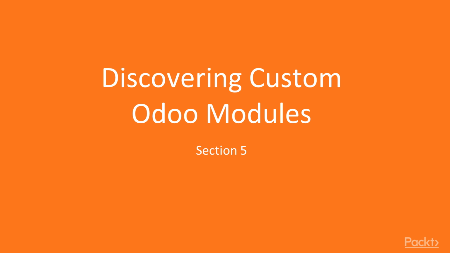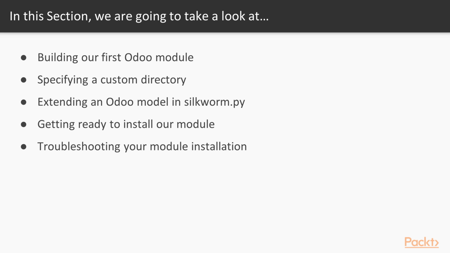Hi, welcome to the fifth section, that is Discovering Custom Odoo Module. In this section, we will learn about a few topics: building our first Odoo module, specifying a custom directory, extending an Odoo model in silkworm.py, getting ready to install our module, troubleshooting your module installation.